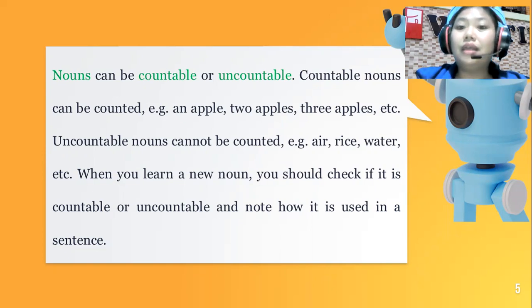Meanwhile, uncountable nouns cannot be counted. For example, air, rice, water, etc. Usually nouns that cannot be counted are like small particles, liquids, or something that you cannot touch, abstract things. And remember, when you learn a new noun, you should check if it is countable or uncountable, and note how it is used in a sentence. That's why we learn how to differentiate them. We need to check first, countable or uncountable.